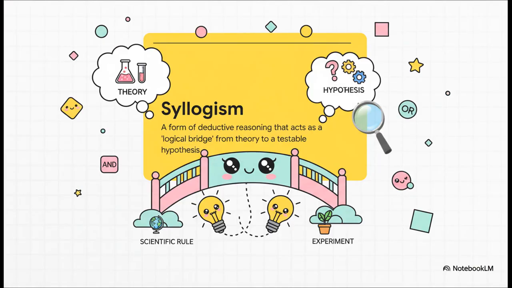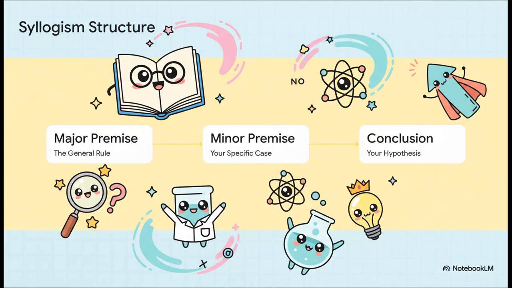Okay, so this bridge has a technical name, a syllogism. Now, I know that word might sound a little intimidating, but it's actually just a really simple, clean way to use deductive reasoning. It's how you take a big, known scientific rule and apply it directly to your experiment, creating this perfect logical framework for the whole shebang. And the beauty of this whole thing is its simplicity. Seriously, every solid, logical argument is built with these three parts.